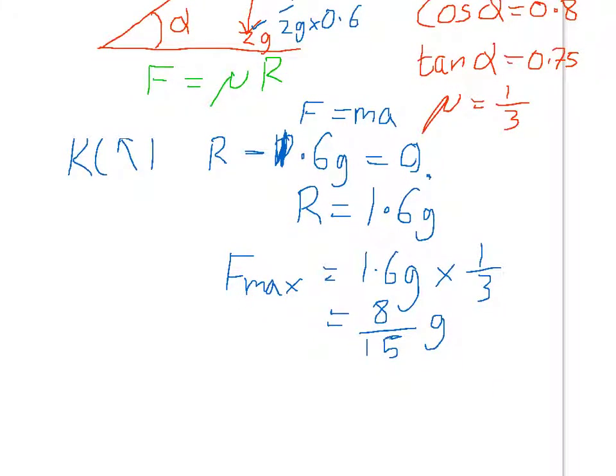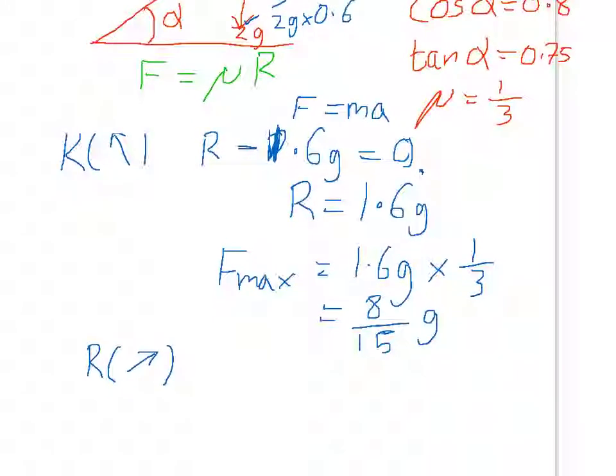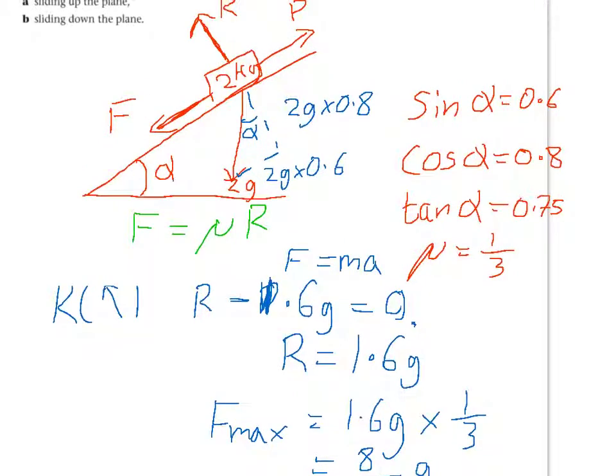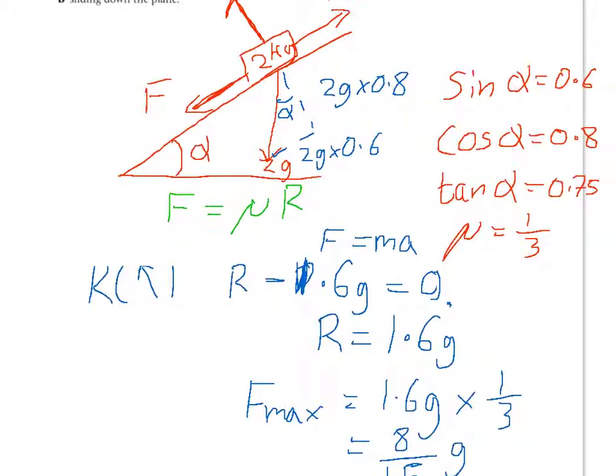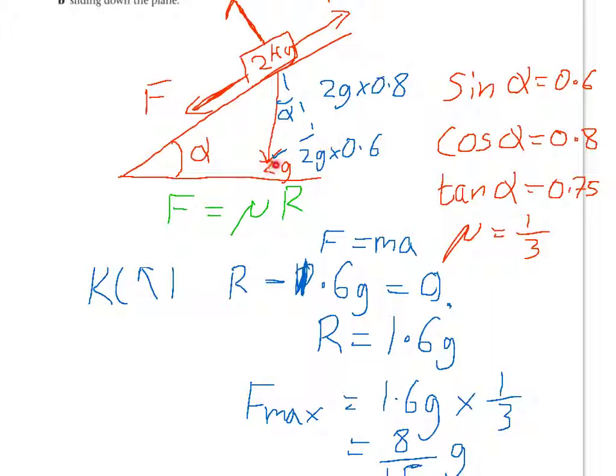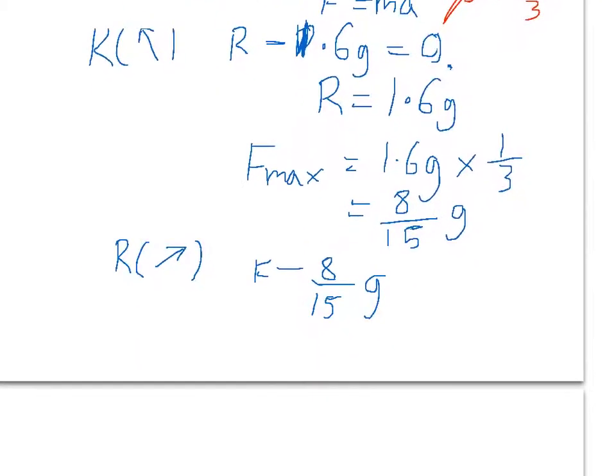So now if we look at the forces up the plane in that direction, we've got the P. Acting against it, we've got the friction that we've just calculated, so that's 8/15 G, and also mustn't forget that we've also got the component of the weight acting down the slope, because remember gravity always acts downwards, so minus the 1.2 G, and that's equal to 0.